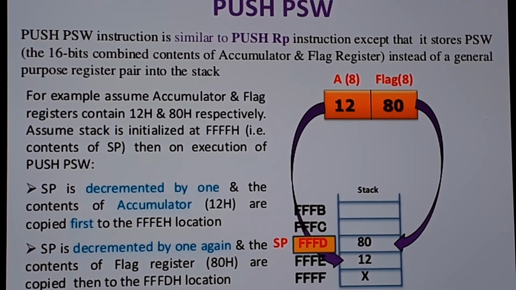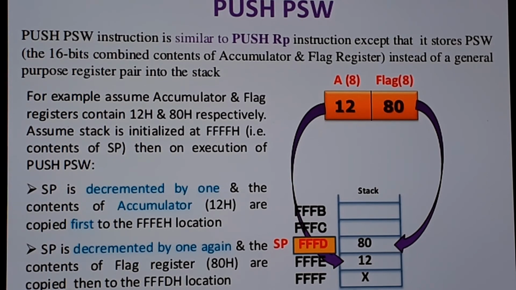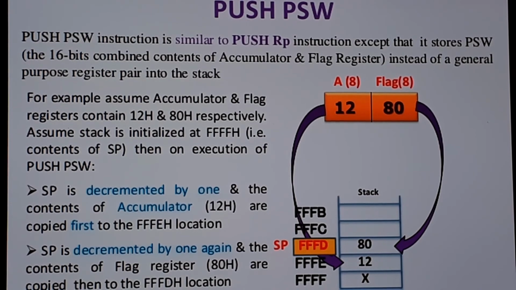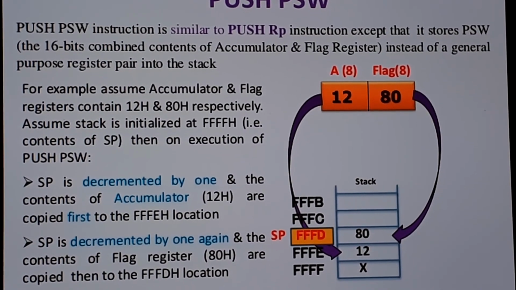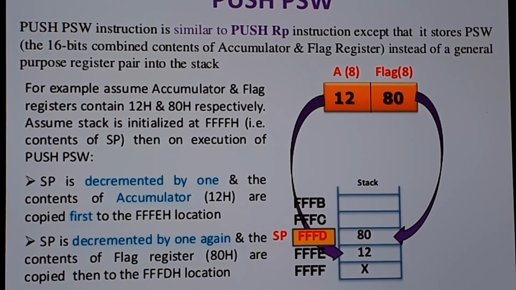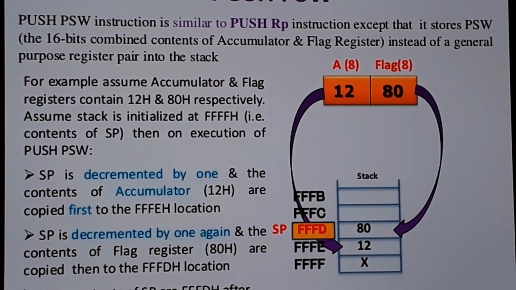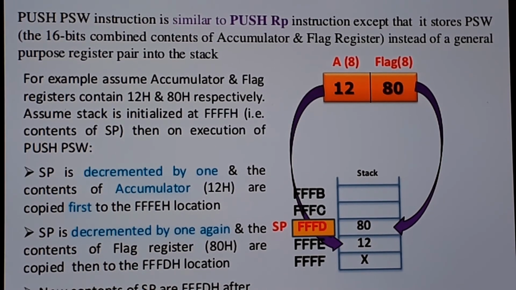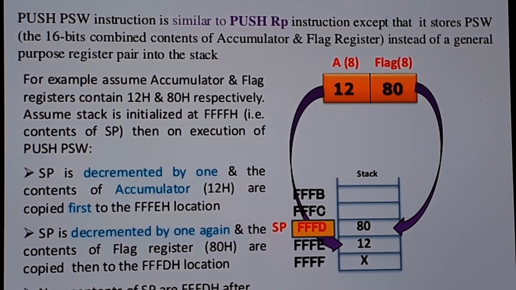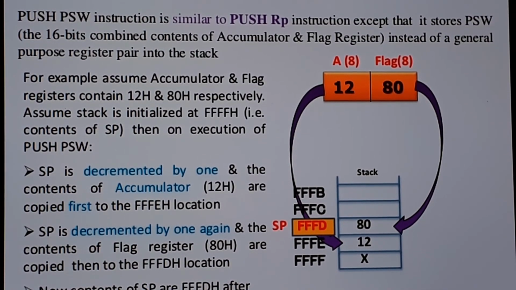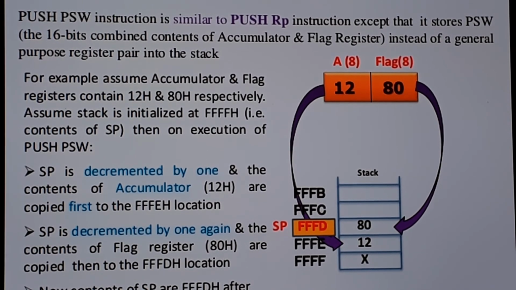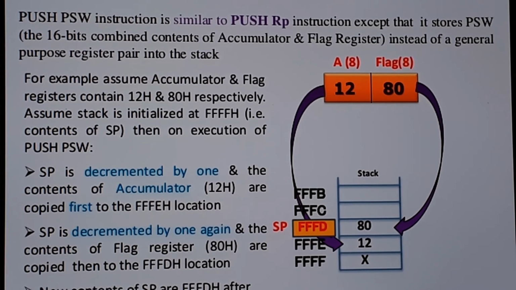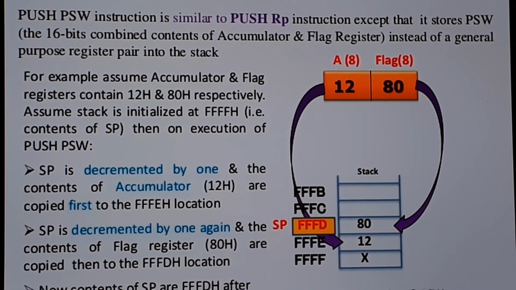Then the stack pointer is decremented by 1 and the content of the accumulator is copied. Then the stack pointer is decremented by 1 again and the content of the flag register is copied to whatever location you have assumed. From the example, the register A content I have taken as 12. The flag register is also an 8-bit register, so I have taken 80 as the content of the flag. Then the stack location I have assumed is FFFF, and you decrement by 1 and first move the accumulator content to FFFE, and then one more time you decrement and move the flag register.